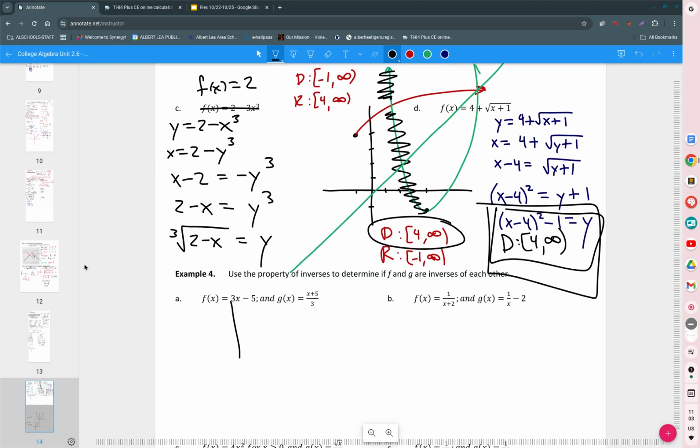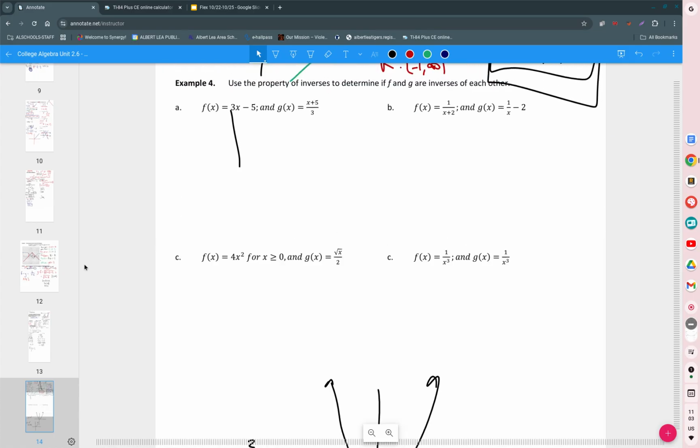So let's work that out together. As we flip over, use the property of inverses to determine if these are, in fact, inverses of each other. And when it says use the property of inverses, this really means I need to use composition. So I'm going to show that 3x minus 5 and x plus 5 over 3 are, in fact, inverses. I will compose f of g of x, and I will compose g of f of x.